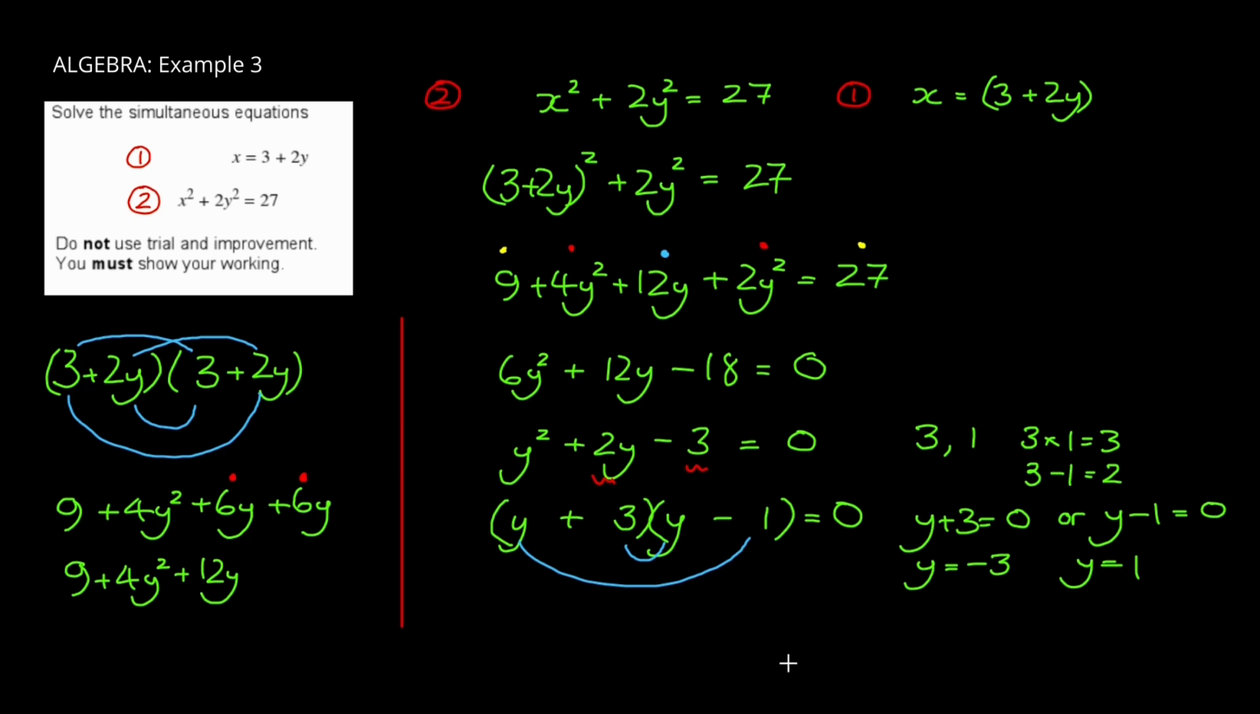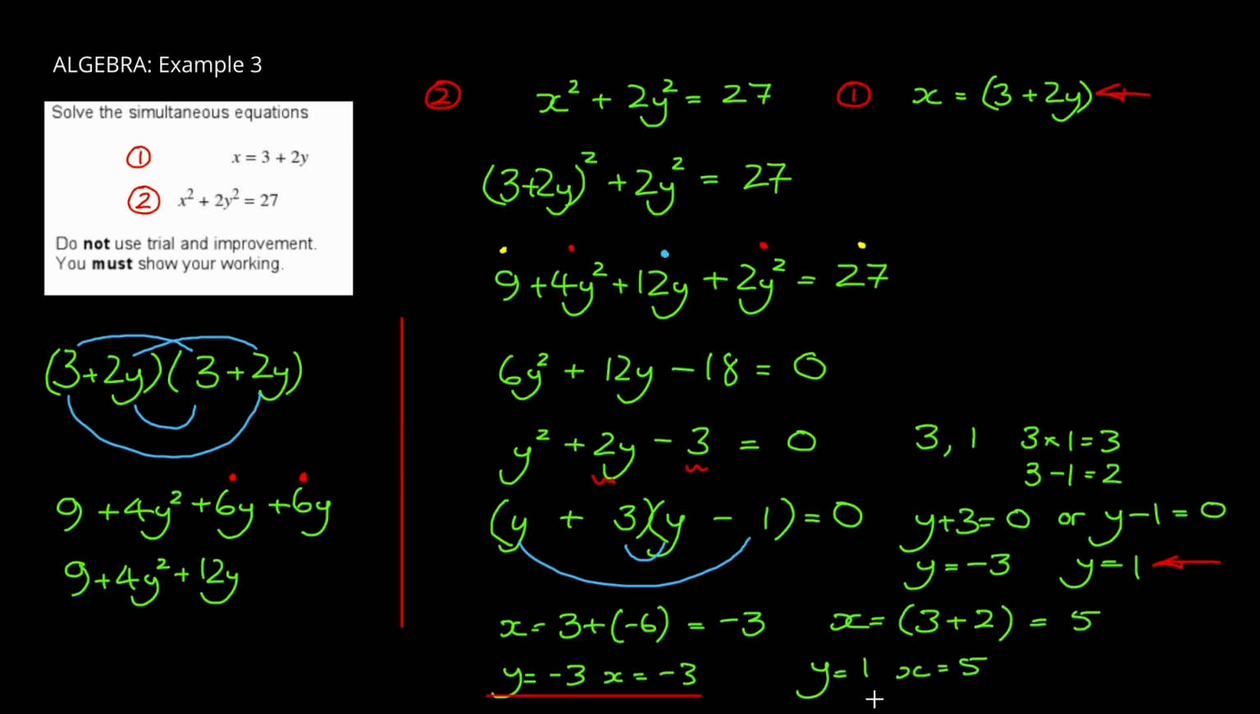We're nearly home and dry, but we've got to put these values back in equation 1 to get x. So for our first solution, x is equal to 3 plus 2 times negative 3, which is negative 6. And that gives an answer of negative 3. And now we put in y is equal to 1 here. x is equal to 3 plus 2 times 1, which is 2. And that is equal to 5. And those, if I've done the arithmetic right, are your answers.